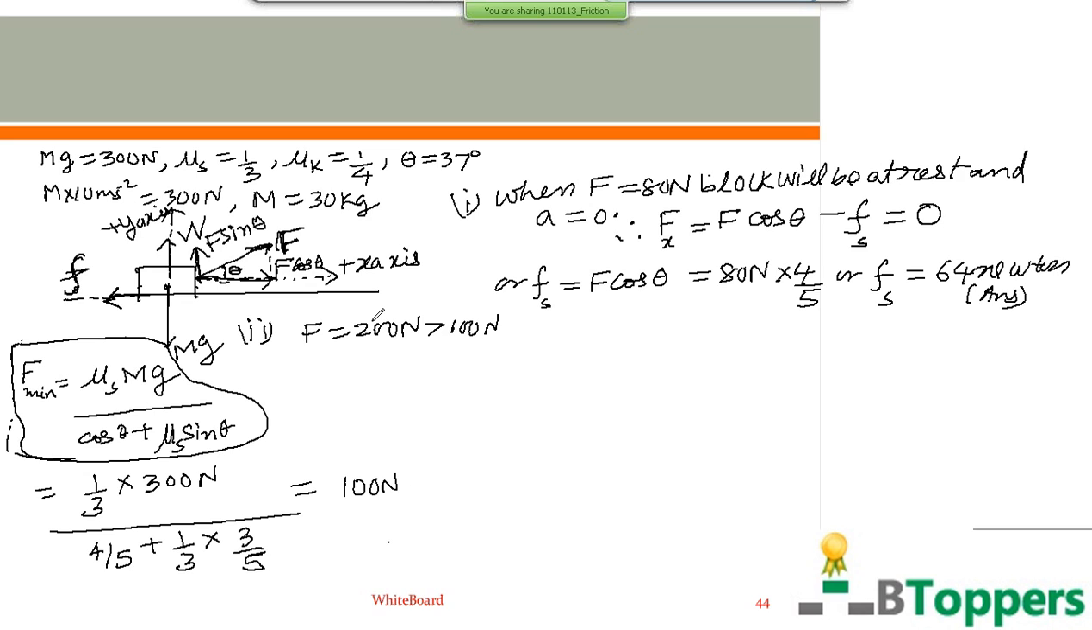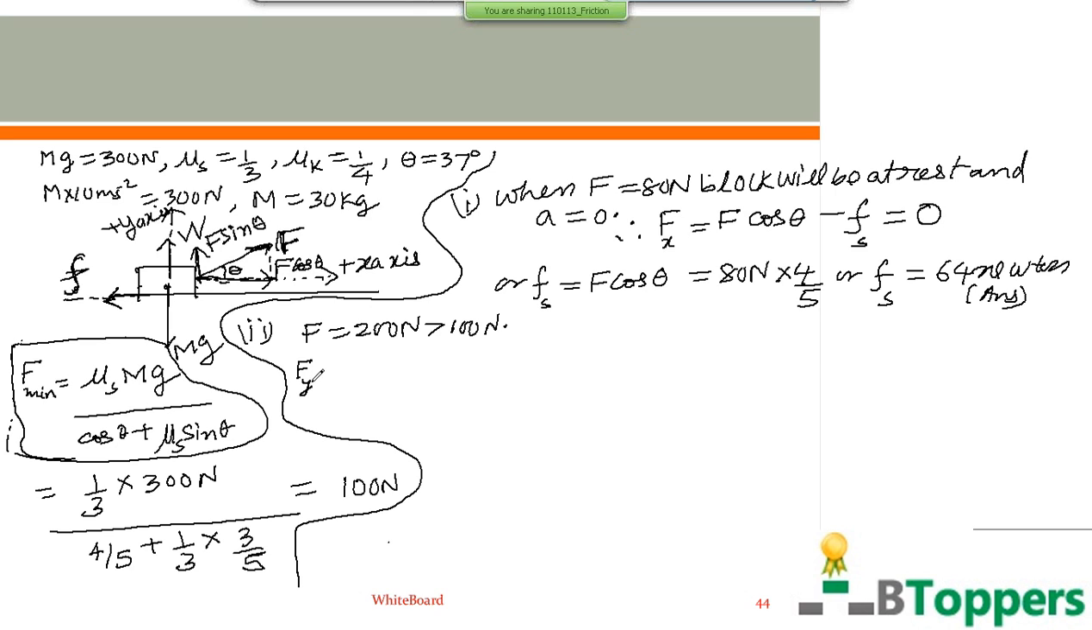In the second part of the question, the magnitude of the pulling force on the block is 200 newtons. That means more than the minimum force required to start the block moving. Therefore, the block will be in motion. When the block is in motion, the frictional force on the block can be called kinetic friction. To find the magnitude of kinetic friction, we have to first find the magnitude of the normal reaction on the block.